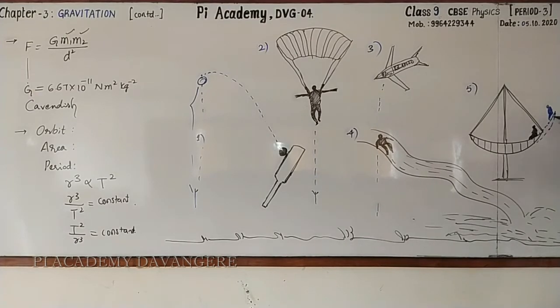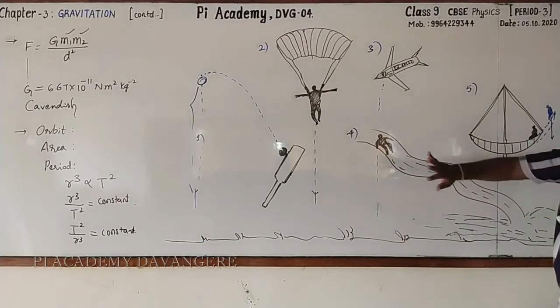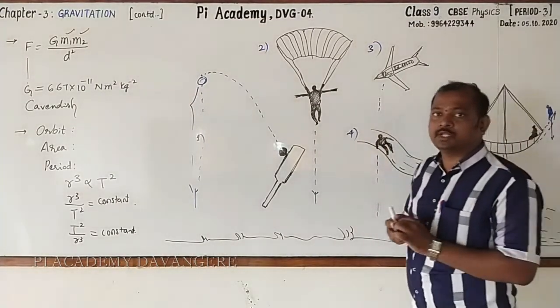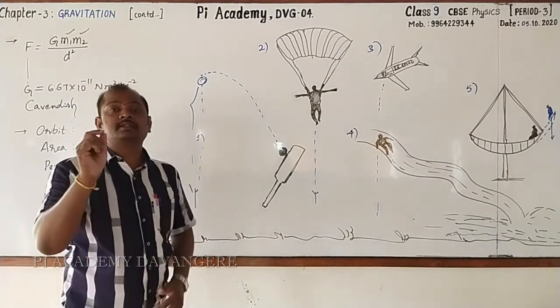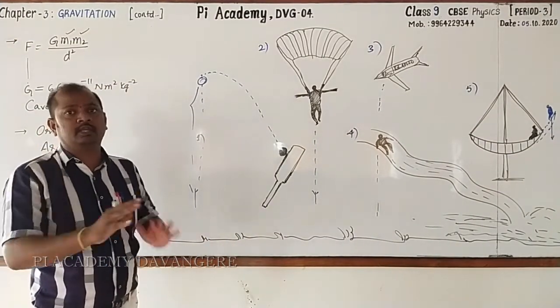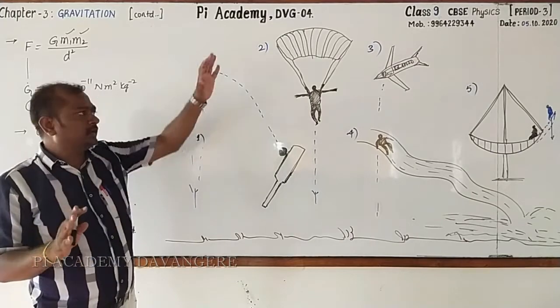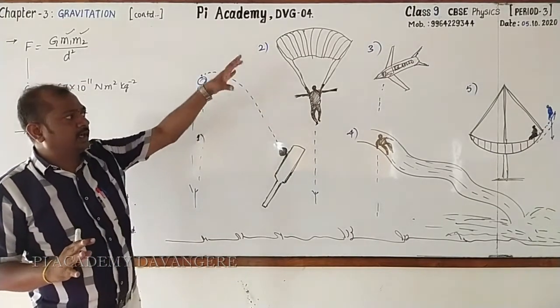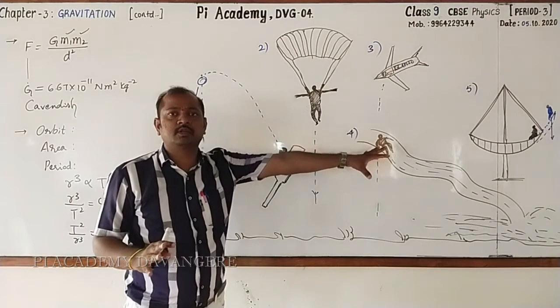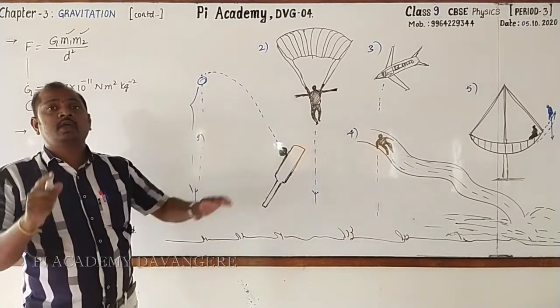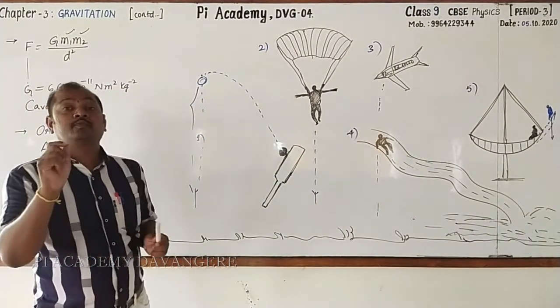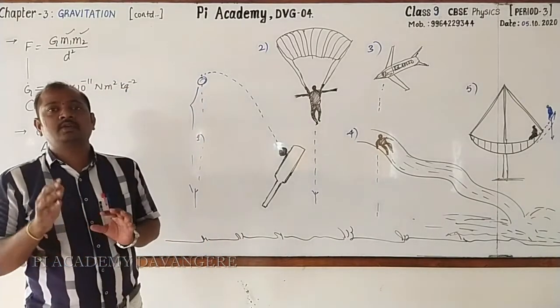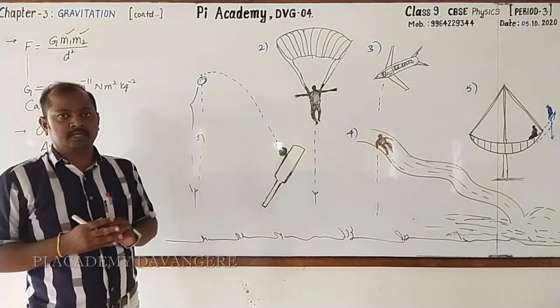The reason is here also the motion of the person will be only under the influence of gravitational force. See, in all these five figures, we can come to know that the motion of the object is under the influence of gravitational force only. No other support is there. There are some objects falling and some objects experiencing motion under the influence of gravitational force, and we call this free fall. This experience is known as free fall or free fall object.